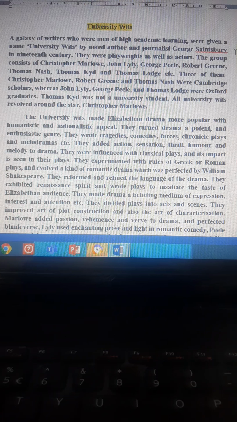Let me begin. University Wits. A galaxy of writers who were men of high academic learning were given a name, University Wits, by noted author and journalist George Sainsbury in the 19th century.